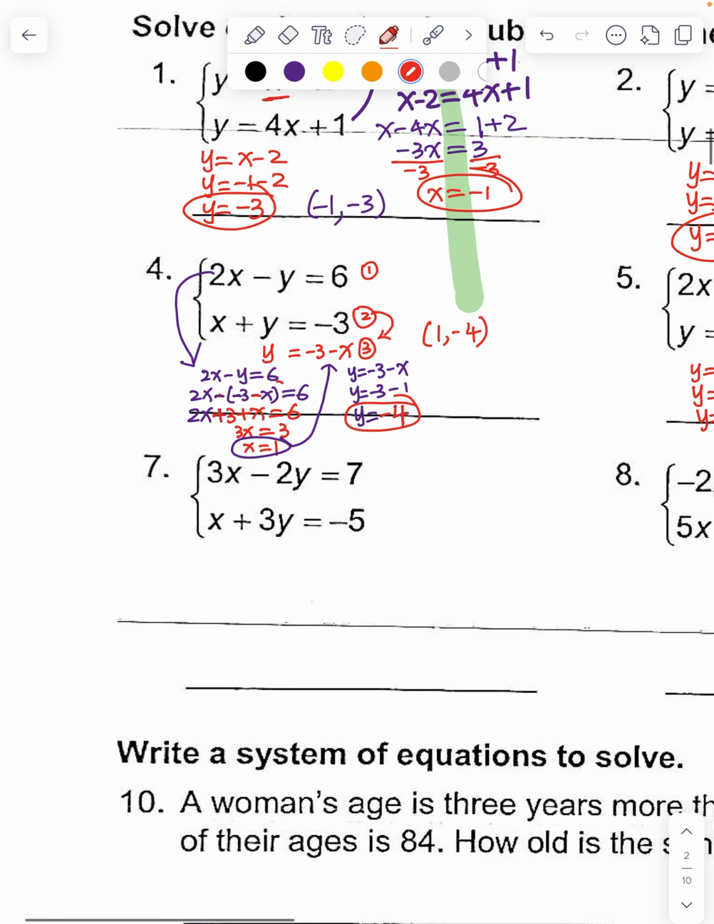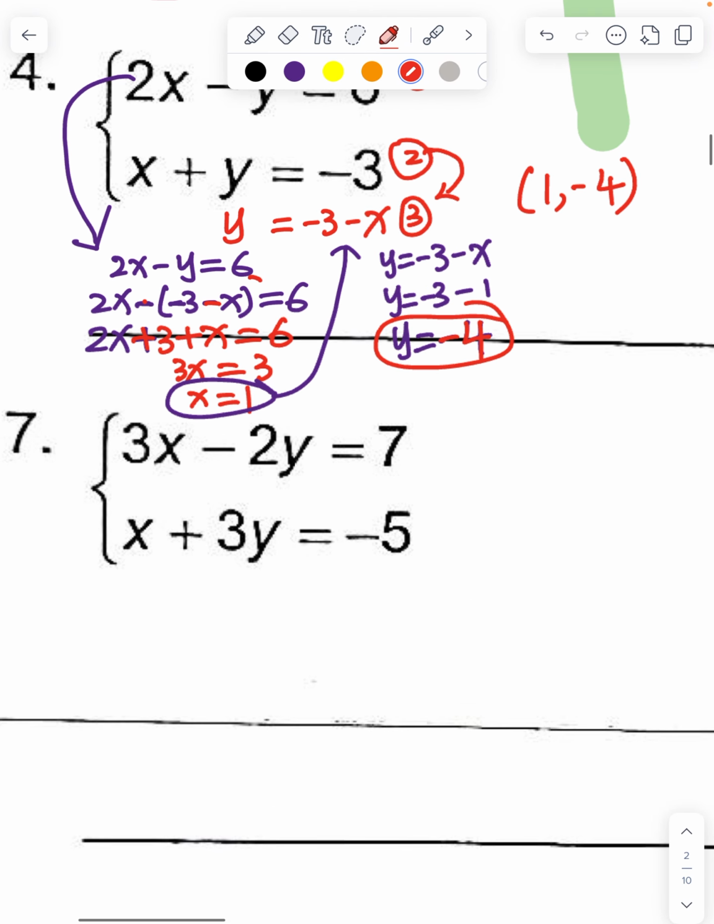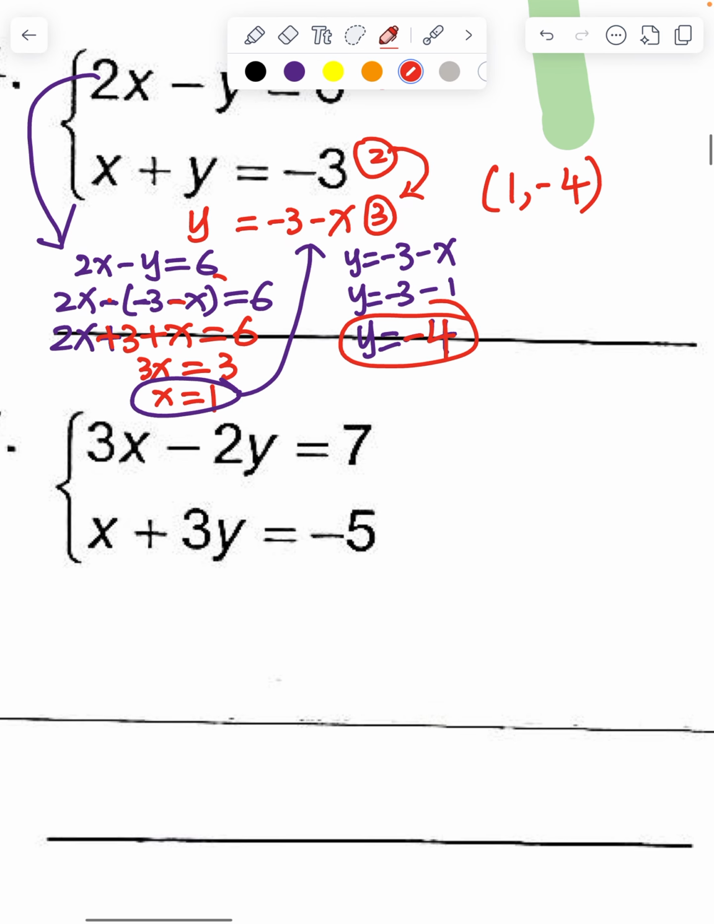Number 7. I'm going to use this one. So x now moving. 3y move to the other side and become negative 3y. And then we still have a negative 5. Now, this comes from the second equation.